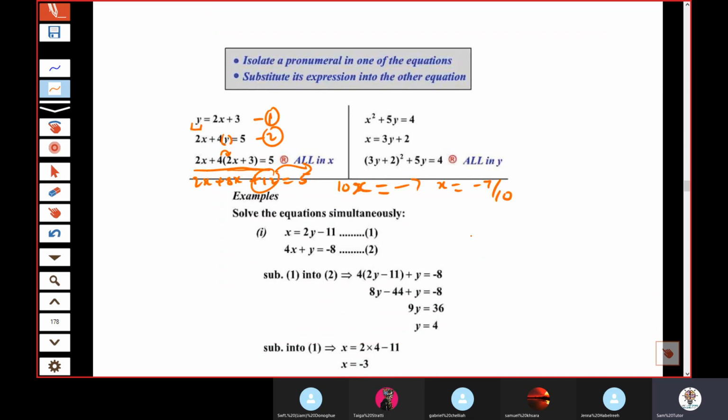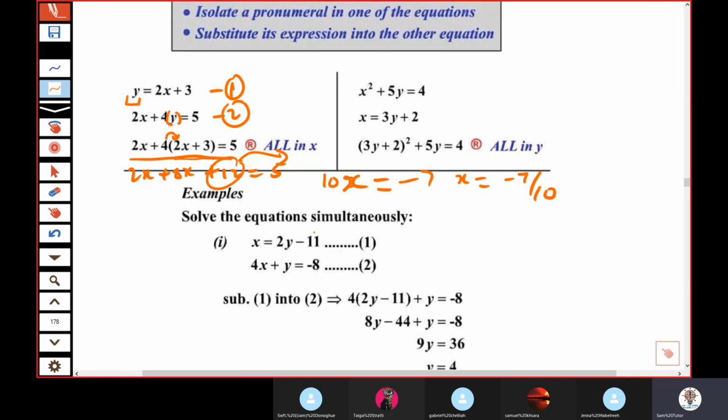Let's look at another one. Let me zoom in. Solve the equation simultaneously. All right, so we've got x is equal to 2y minus 11. So you make one of them the subject. And then you've got 4x plus y equals negative 8.